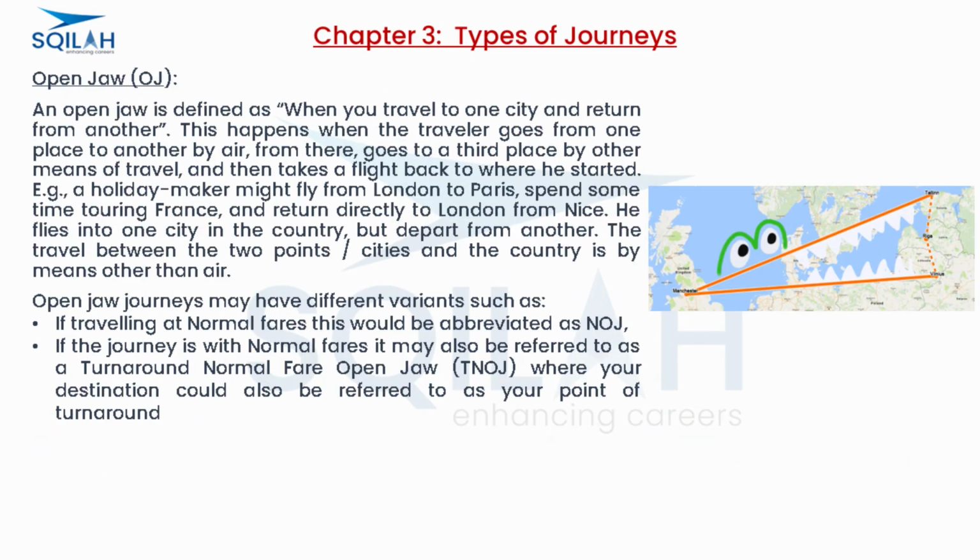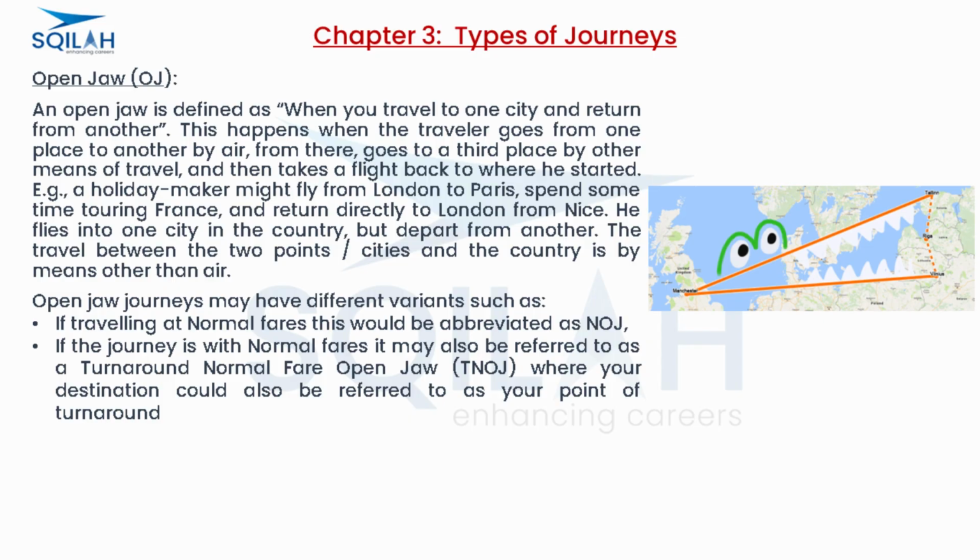Open jaw, OJ. An open jaw is defined as when you travel to one city and return from another. This happens when the traveler goes from one place to another by air, from there goes to a third place by other means of travel, and then takes a flight back to where he started. E.g., a holidaymaker might fly from London to Paris, spend some time touring France, and return directly to London from Nice. He flies into one city in the country, but departs from another. The travel between the two points/cities in the country is by means other than air.